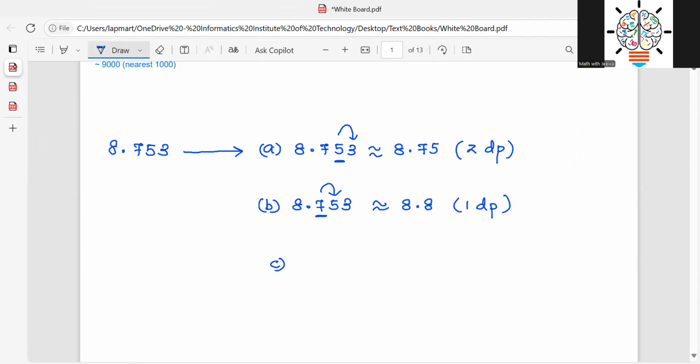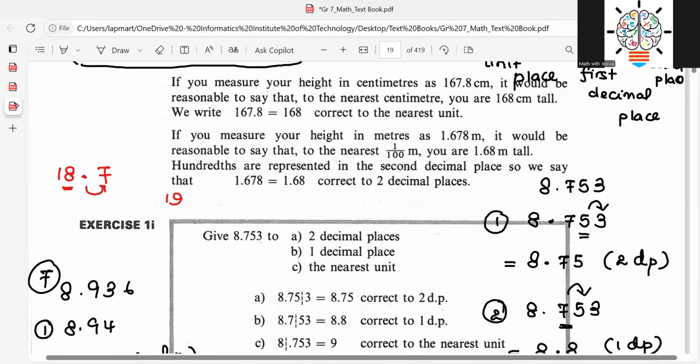Then the part C, you have, let's say, 8.753. And this is for the units, right? So then we want to correct this to the nearest unit. And you look at the next number. So then this is equal to 9 and you write to the nearest whole number, right? To the nearest whole number. It's like this, right? So copy down these under the topic approximation decimals.